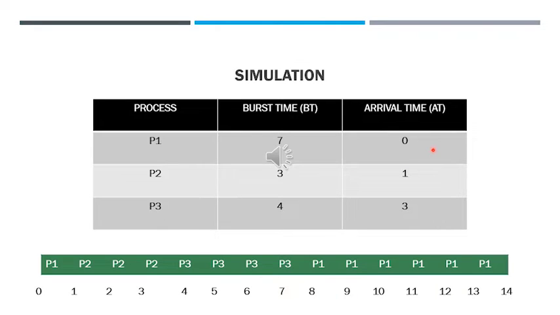And in the next column, we can see the arrival time. For process 1, it is 0. For process 2, it is 1. And for process 3, it is 3.